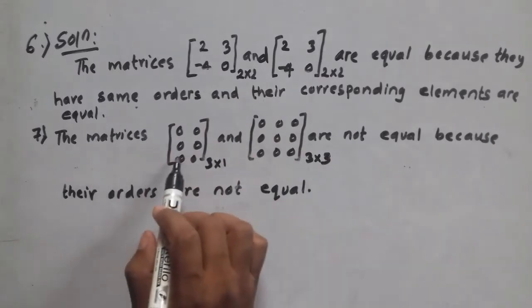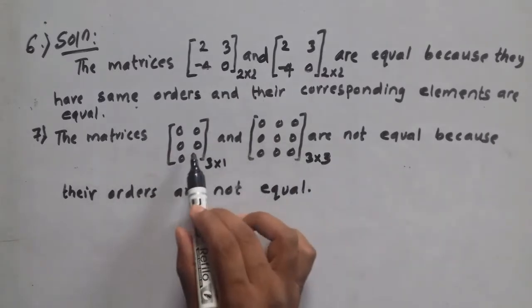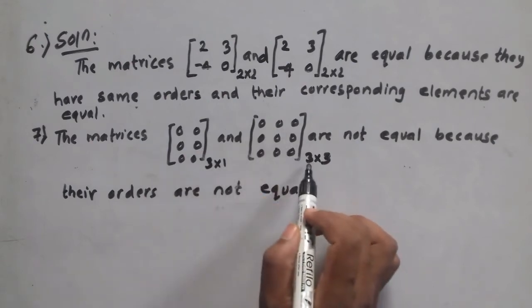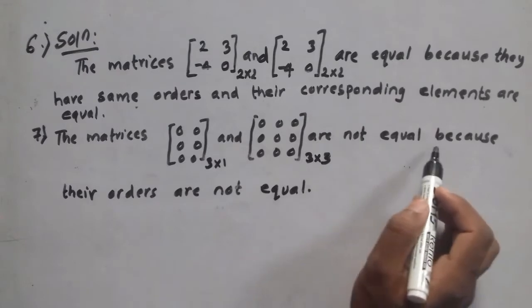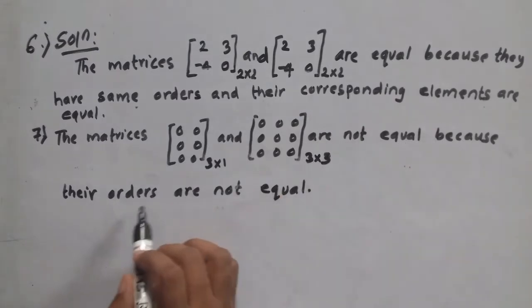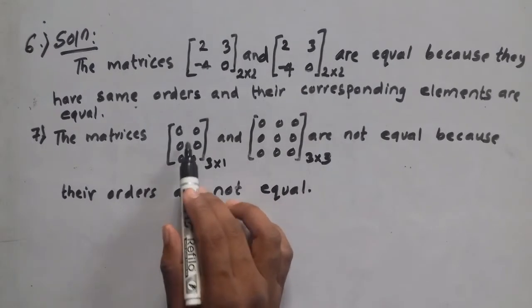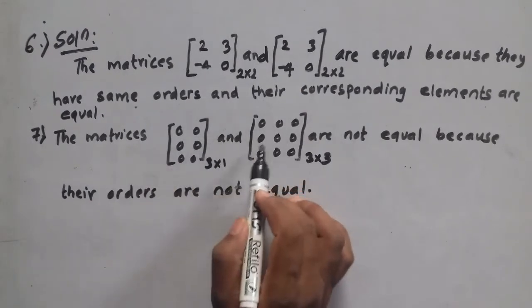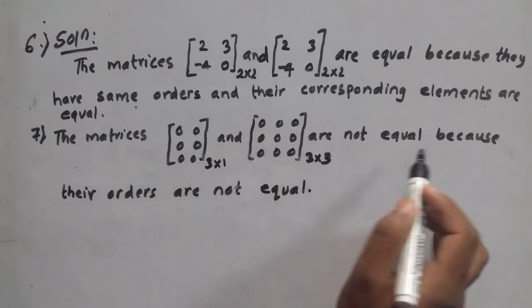In question number 7, the matrices this and this have order 3 by 1 and this has order 3 by 3, so they are not equal. This is the answer, and the reason is because their orders are not equal. Though these have corresponding elements equal, their orders are not equal, so these two matrices are not equal.